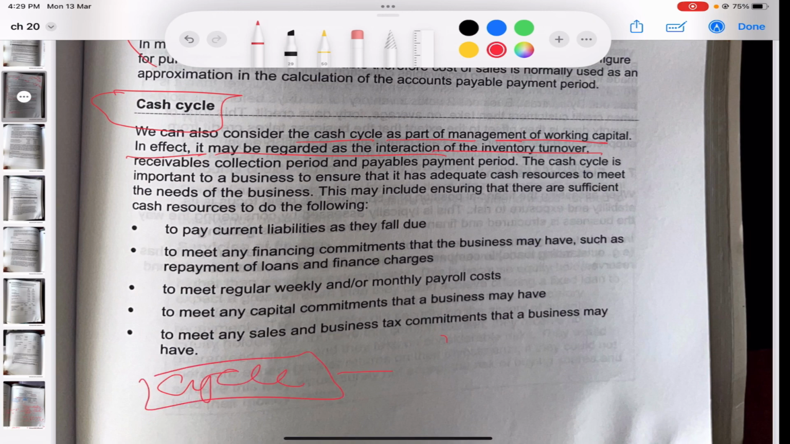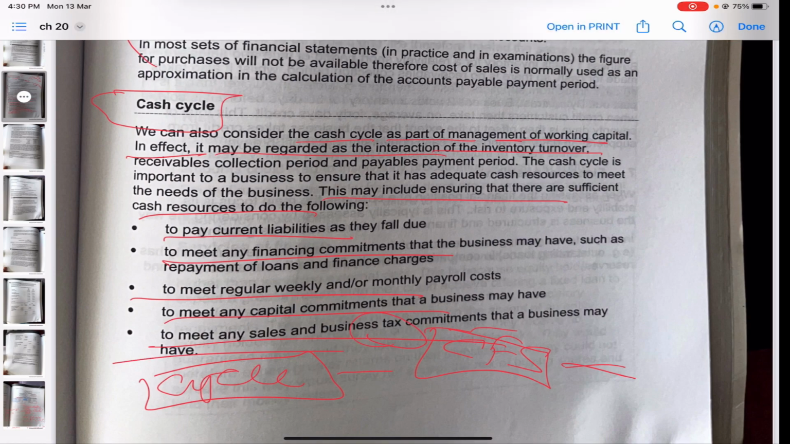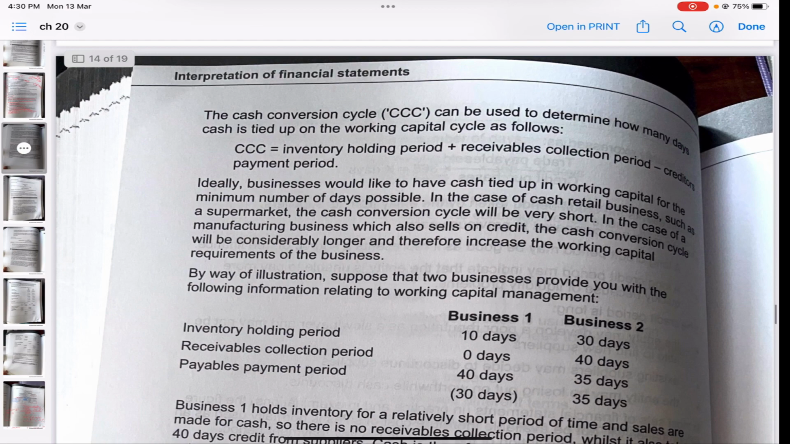For example, like a cash flow statement. What is a cash flow statement? You get to know how much cash is actually there in a particular business, right? So, why do we need it? Why do we need to have liquid cash resources in the first place? To pay current liabilities, obviously, to meet any financing commitments, to meet regular payroll costs, whatever costs you might incur in the period, to meet capital commitments, to meet any sales and business tax commitments that a business may have. That is what is known as my cash cycle.